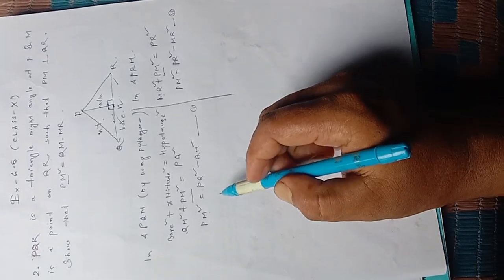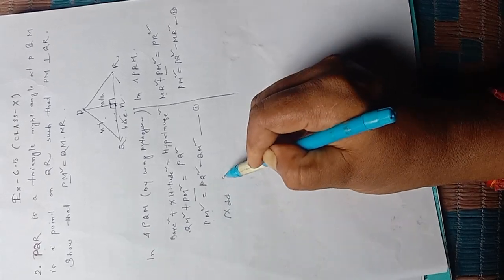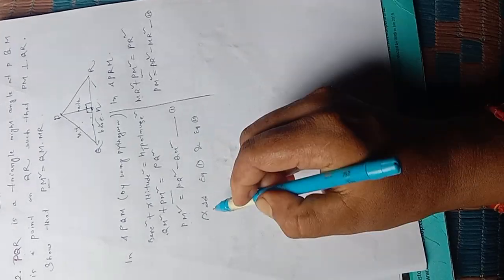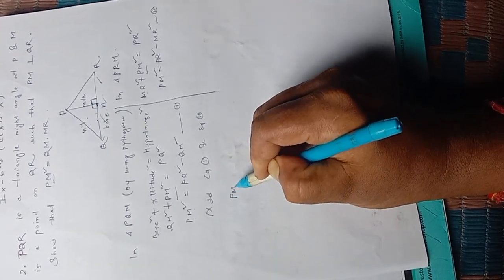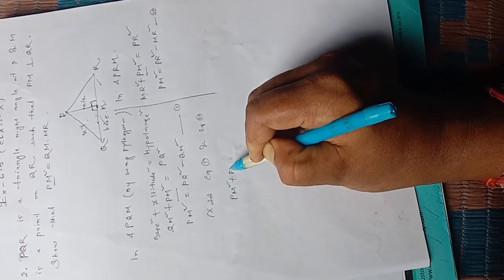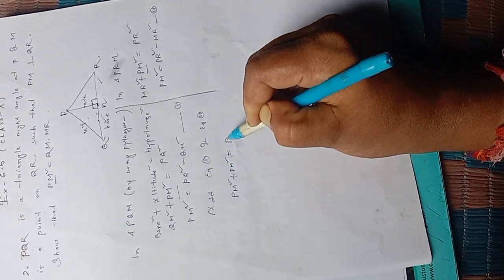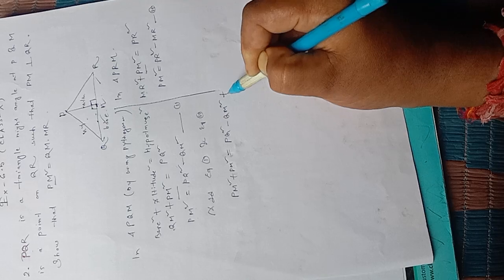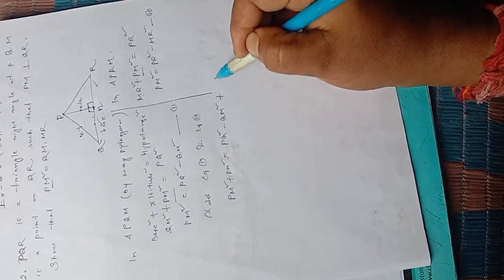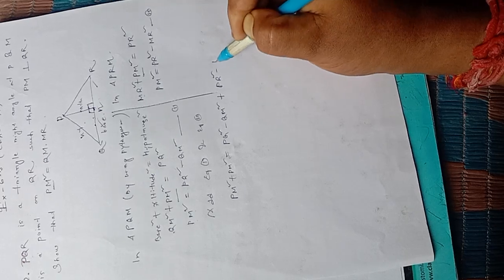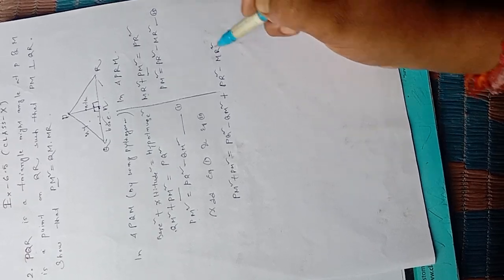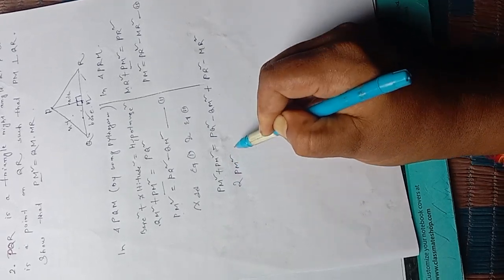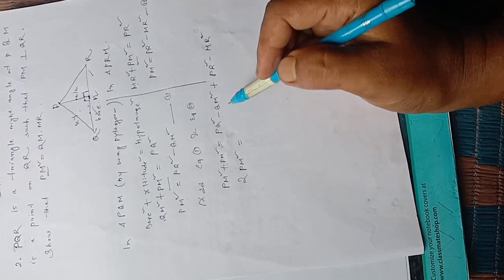Now what do you have to do? You just add equation number 1 and equation number 2. When you add, it will be PM square plus PM square equal to PQ square minus QM square plus, because we are adding equation 1 and equation 2, PR square minus MR square. Now PM square plus PM square will become 2PM square.